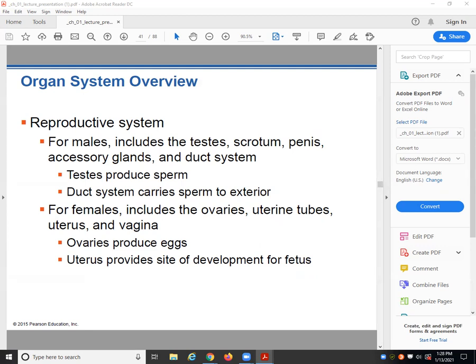So for males, it includes your testes, the scrotum, penis, the accessory glands, and the duct system. The testes are producing sperm, and the duct system is carrying those sperm to the exterior. For females, the reproductive system includes your ovaries, uterine tubes, uterus, and vagina. The ovaries are producing the eggs, and the uterus is providing a site for the fetus to develop.